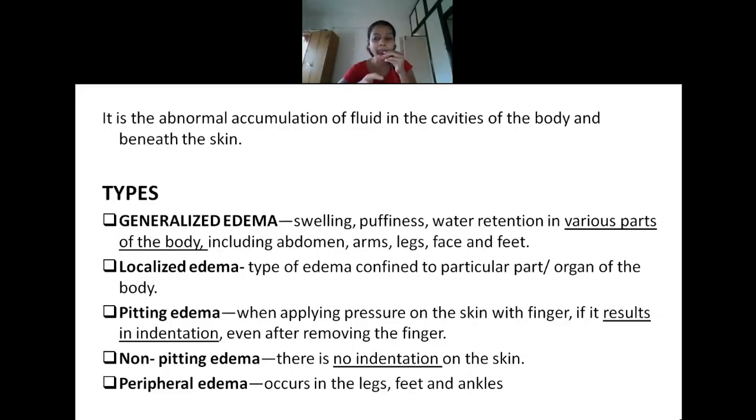Non-pitting edema means even when your edema is there, if you press and no mark is seen, where there is no indentation, even when you press for so much time, that is called non-pitting edema. Next is peripheral edema. Peripheral edema, I told, is in the legs and extremities. If you see the edema there, that is called peripheral edema.